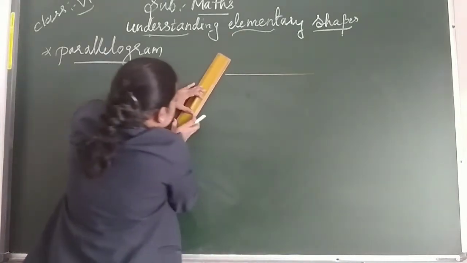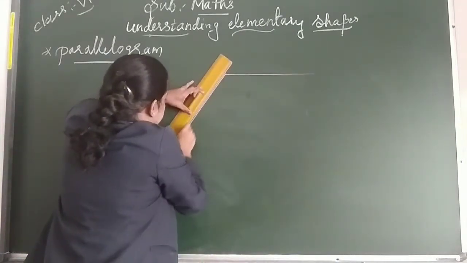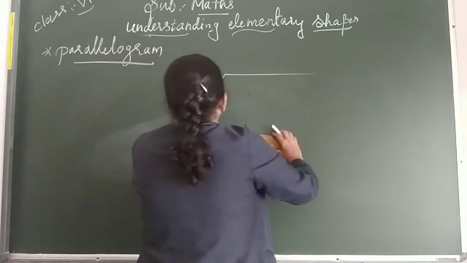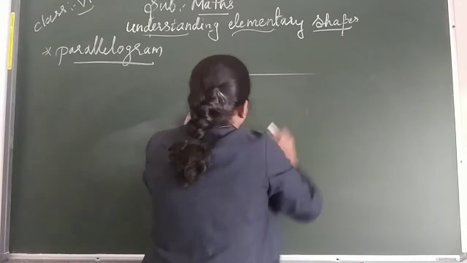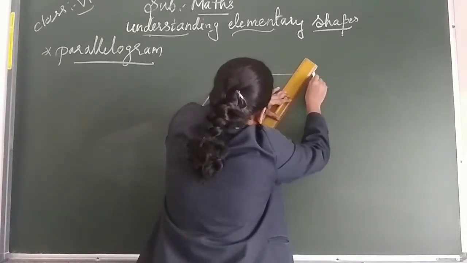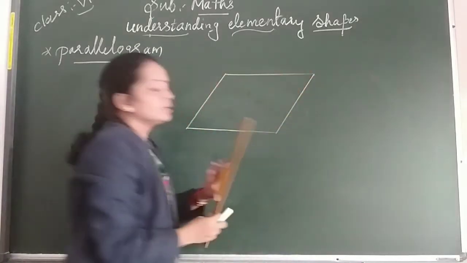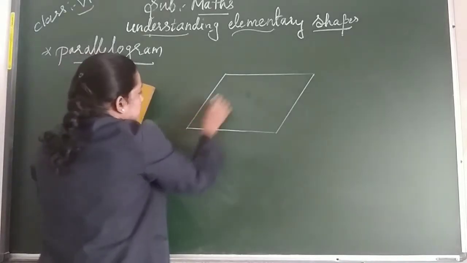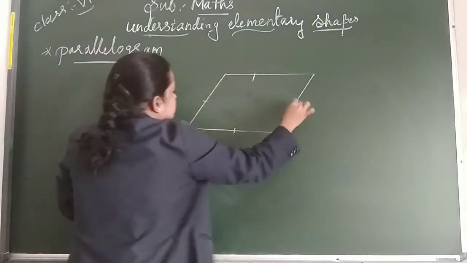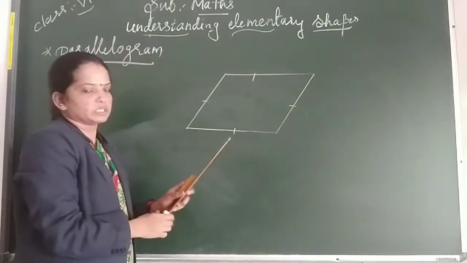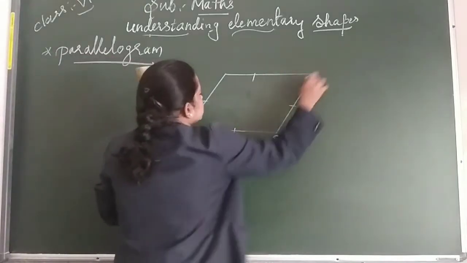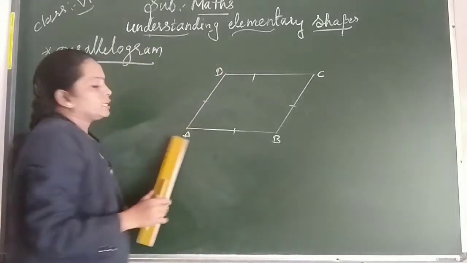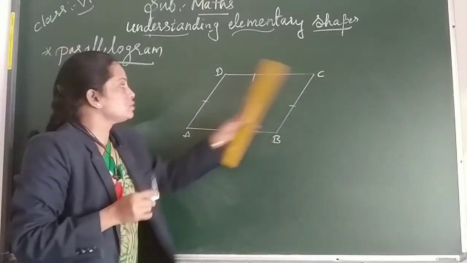See here, the diagram is a four-sided polygon. The opposite sides are parallel. A pair of opposite sides are parallel. This is the opposite side and this is the opposite side. If I write here A, B, C, D, AB is parallel to CD.